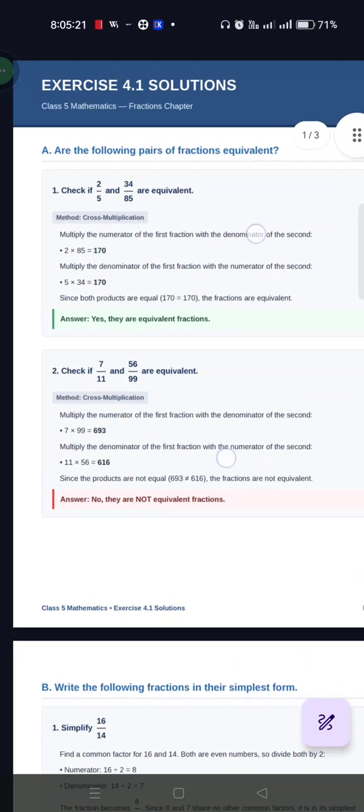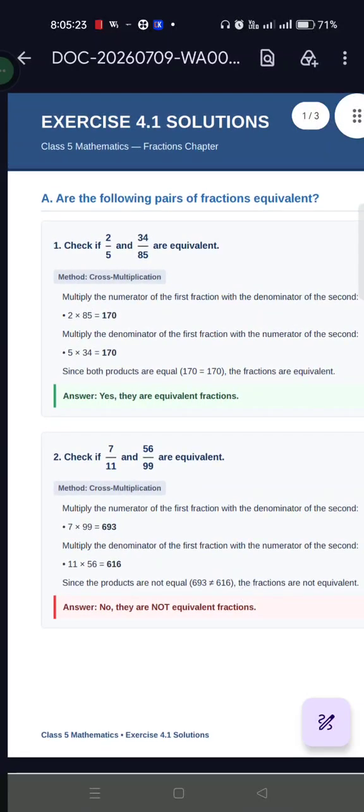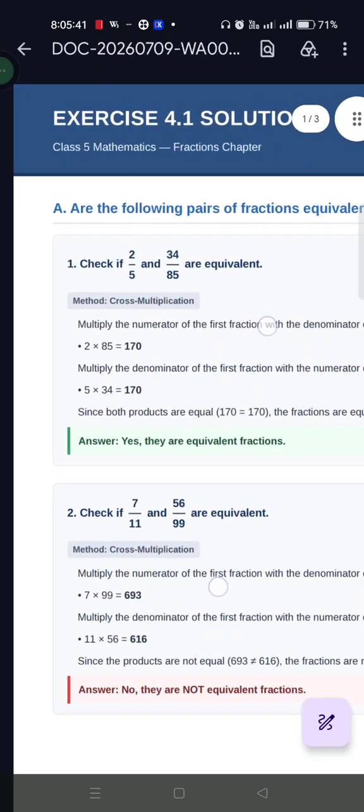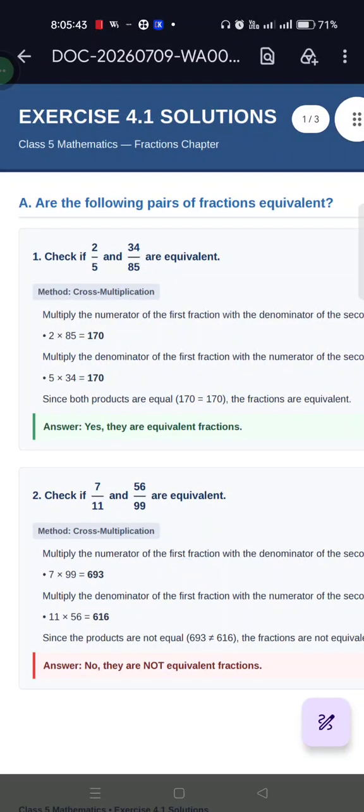So today we are starting exercise 4.1, which is the first exercise of your fraction chapter. Yesterday we did the basics of our fractions. So in exercise 4.1, the first question is: are the following pairs of fractions equivalent?